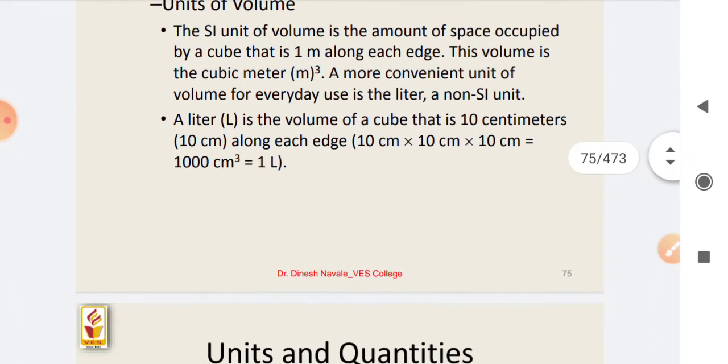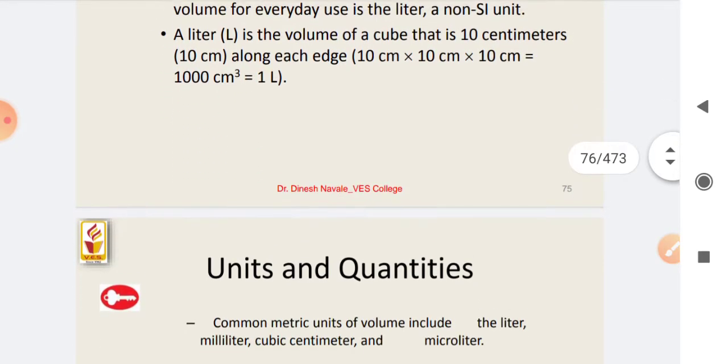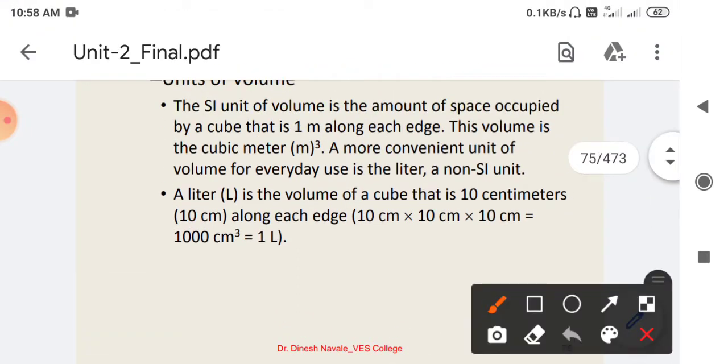Now next are the volume units. For volume we generally measure it as cubic centimeter or cubic meter, and the SI unit for volume is cubic meter. The SI unit for the volume is cubic meter.